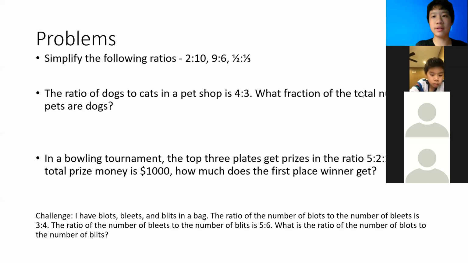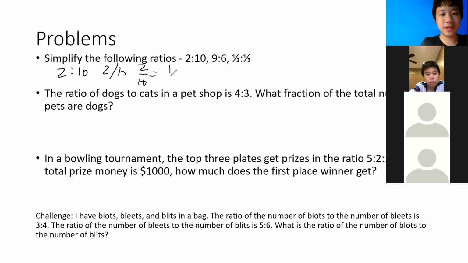Okay, so I'm gonna talk through these now. So, how to simplify these ratios? Well, ratios, we can write them in fraction form. So we can write 2 to 10 as 2 over 10, and if we simplify this just like a regular fraction, this is 1/5 or 1:5. So that's the first one.